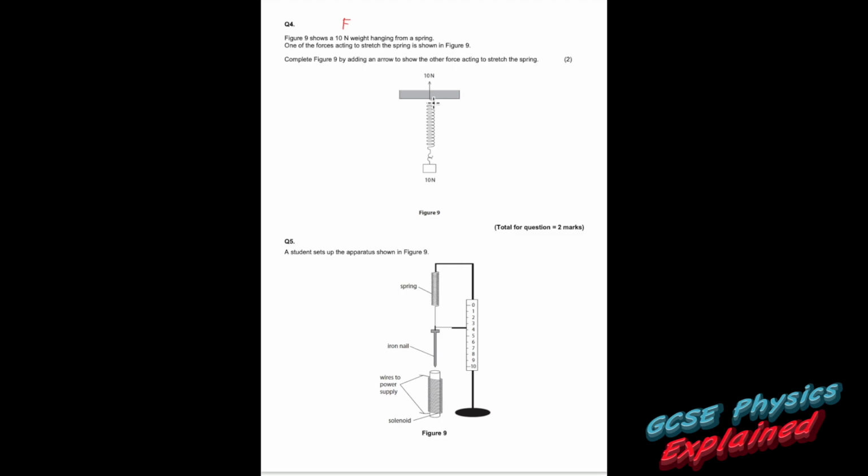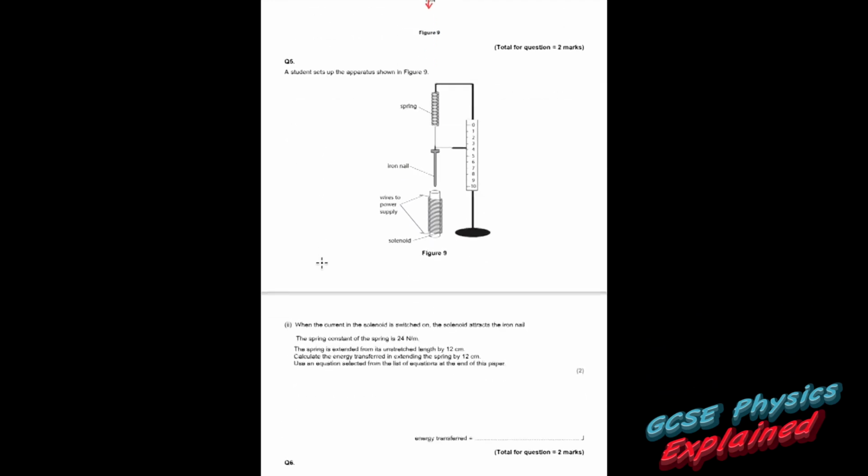So if something's going to stretch, you need a force pulling it up and another one pulling it down. This weight here is pulling it down. Now make sure that the size of your arrow is the same as that arrow at the top, roughly. And make sure they are in opposite directions. So equal in size, but opposite in directions. And I always put my weight acting from the bottom of the weight, or there or thereabouts.